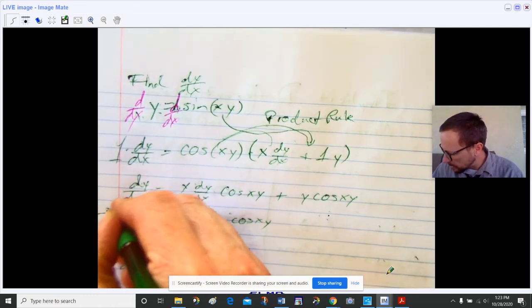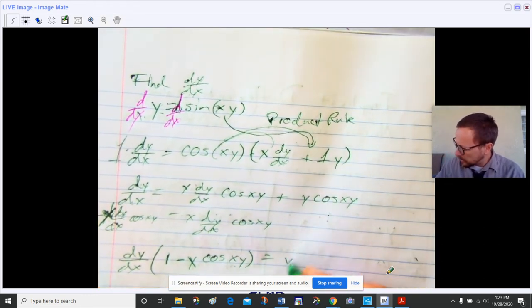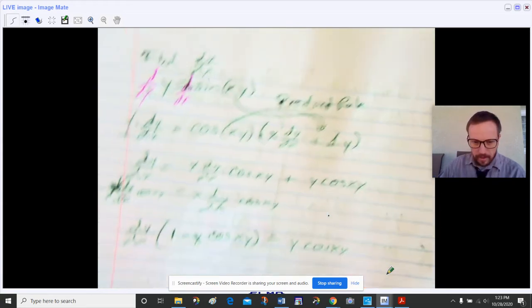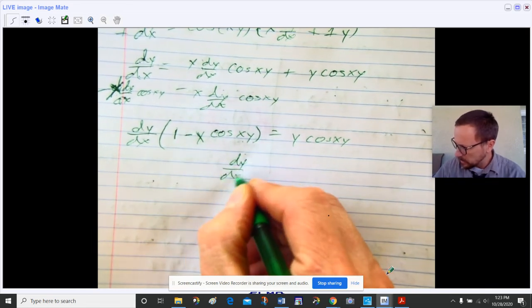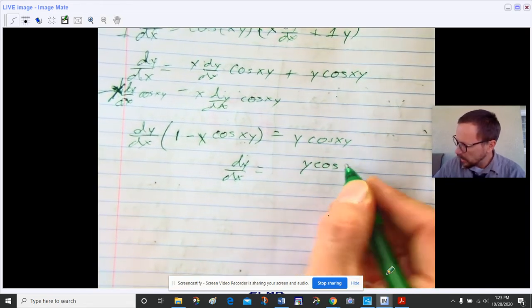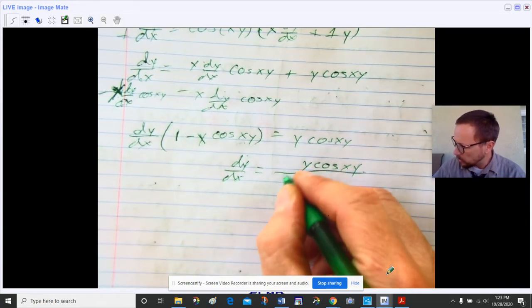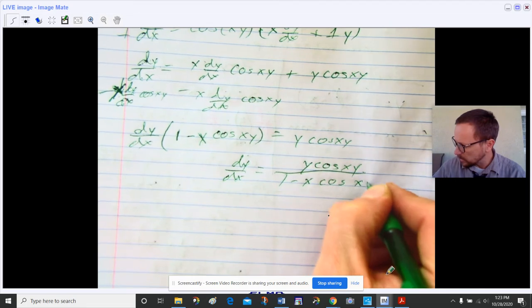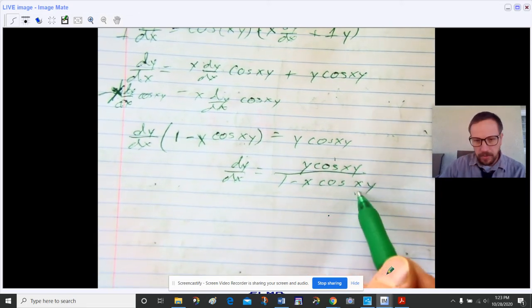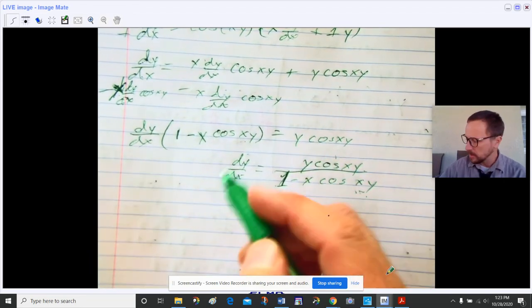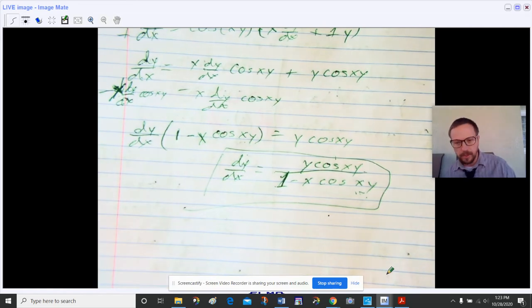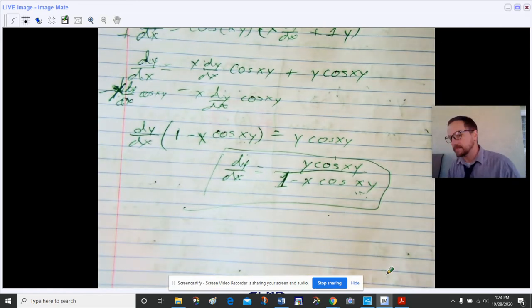It's a little sloppy. All right, and then y cosine of xy. And then we can divide and get dy over dx equals y cosine of xy over 1 minus x cosine of xy. We cannot divide those because this one is included with that 1, so we can't separate them, and this would be our answer. And yeah, it doesn't look pretty, but it really wasn't a pretty problem to begin with. So these are just some things that we have to be ready for, and it's kind of a big mess.